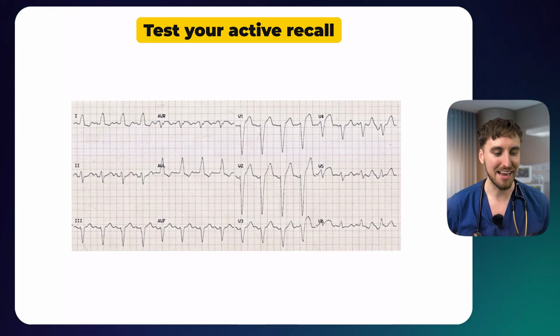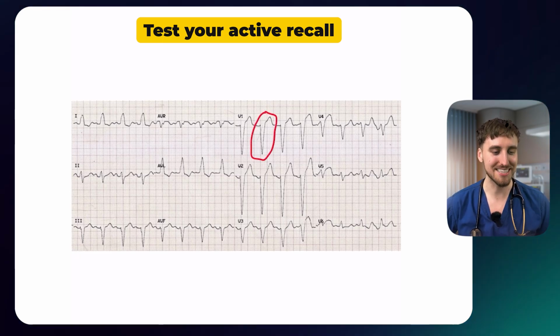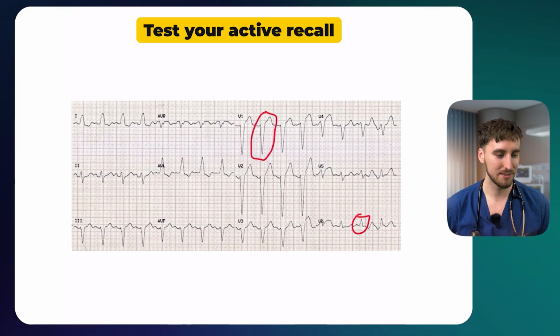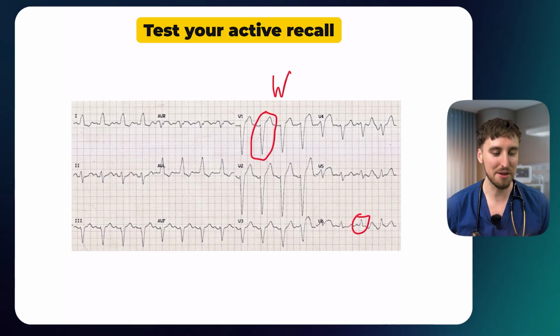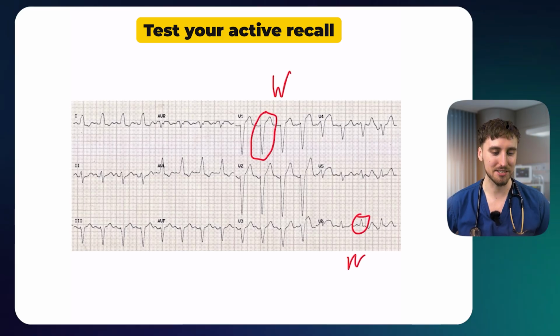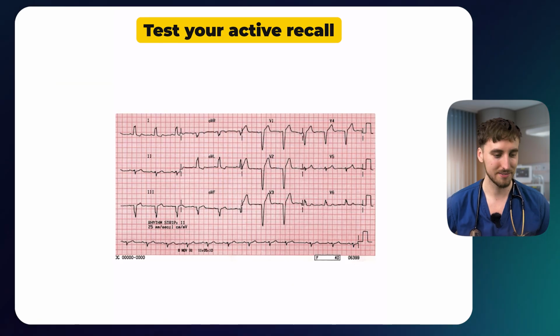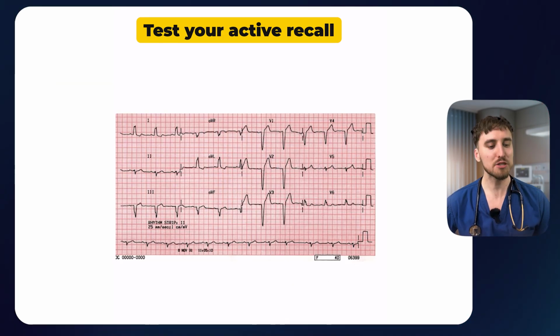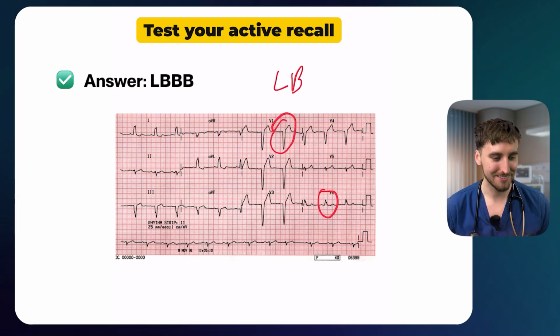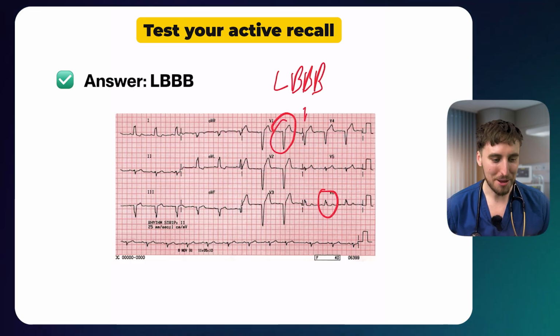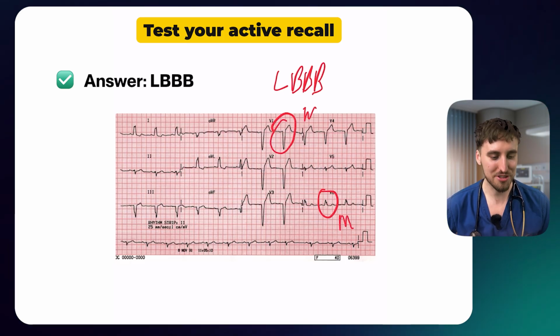Okay, so you should be looking at V1 and V6 mainly here. You can see there's this notch pattern, or like a W shape in V1, and an M shape in V6. So hopefully your mind's going straight to left bundle branch block. That's what this is. But what about this ECG? This one's a left bundle branch block again. We can see that W shape in V1 and the M shape in V6.